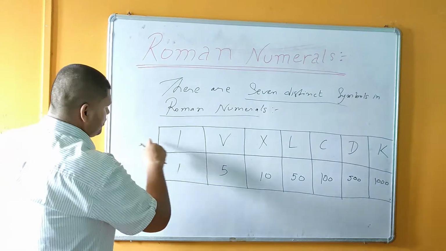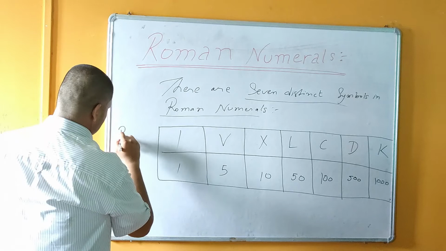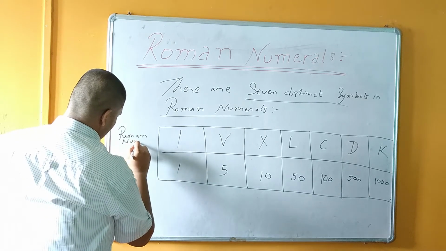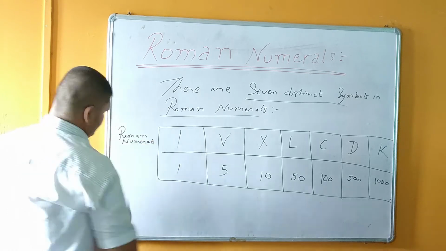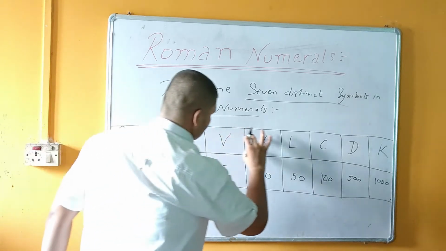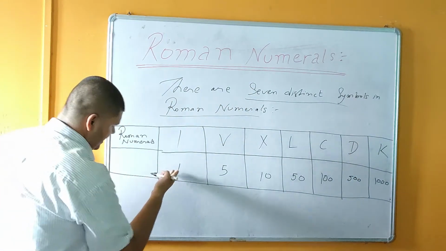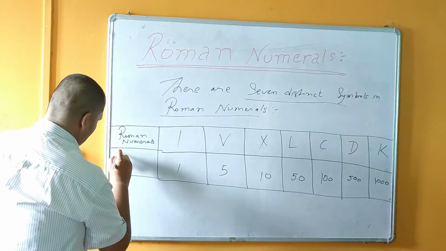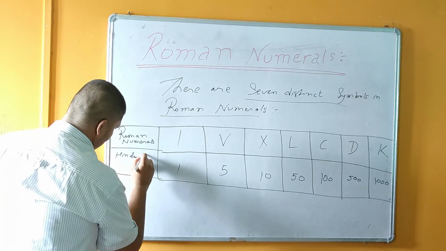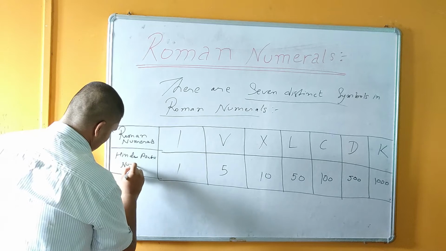So, the upper symbols are called Roman numerals. This upper symbol is called Roman numerals, and the below symbols, these are called Hindu-Arabic numerals.